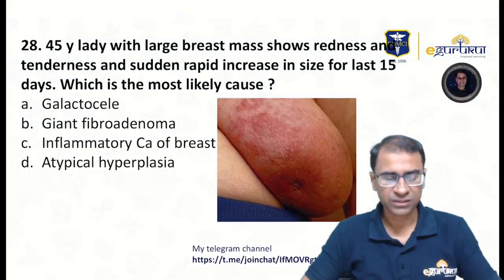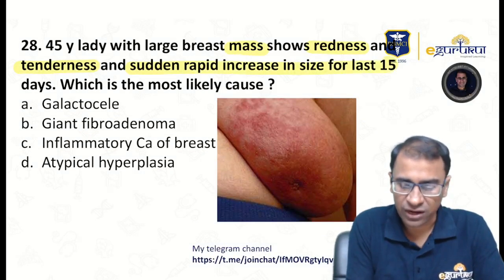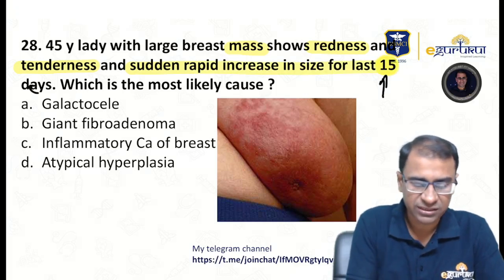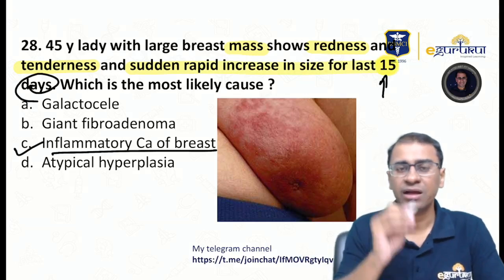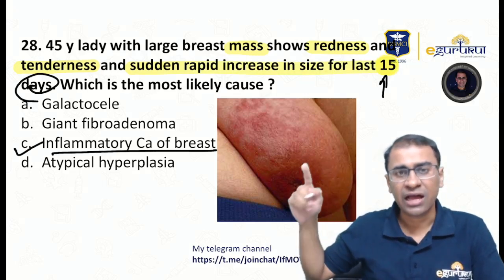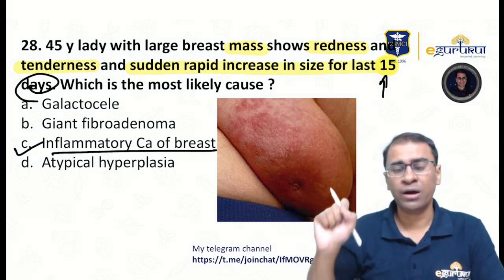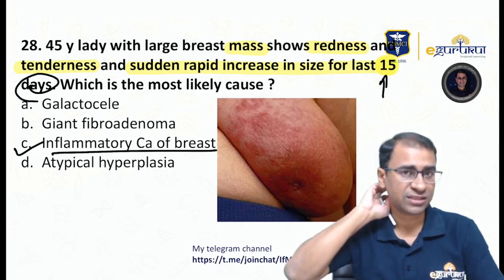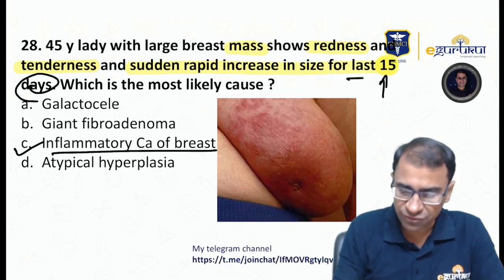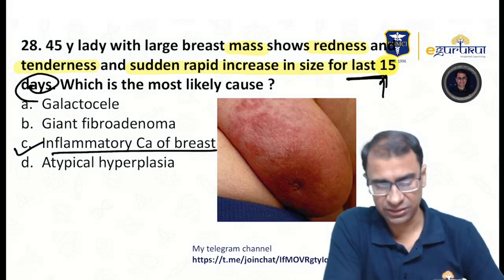Okay. See, a 45-year-old lady with a large breast mass shows redness, tenderness, and a sudden rapid increase over the last 15 days. Look at this acute history, guys. Such an acute history can be seen only and only in inflammatory carcinoma of the breast. Remember, galactocele will not show you redness and will definitely not show you tenderness for the last 15 days. Giant fibroadenoma is a benign tumor and will definitely not show an increase in size in the last 15 days. Atypical hyperplasia, the same thing. This last 15 days is definitely telling you that it is an inflammatory carcinoma of the breast.